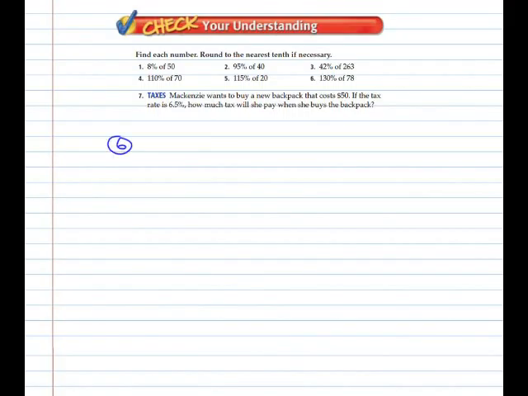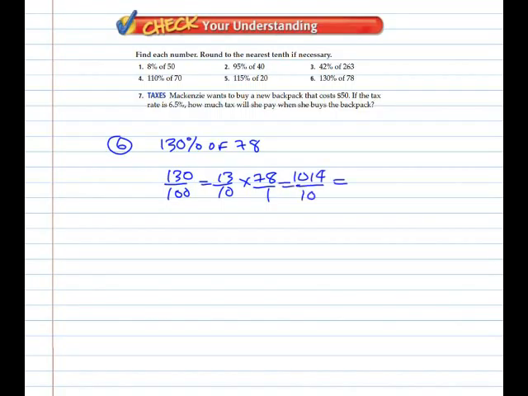Example number 6. 130% of 78. Let's change this to a fraction. We haven't done a fraction for a while. It gives us 13 over 10 times 78 over 1. Can't really simplify. So we multiply 13 times 78 and we get 1014. Divide that by 10, we get 101.4.